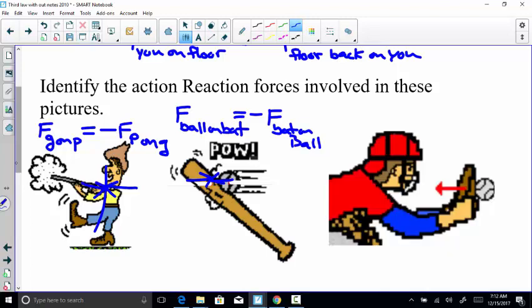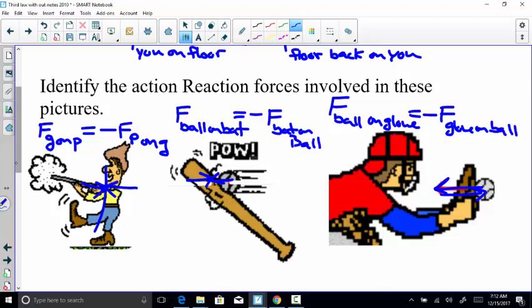And one last real quick picture here. Okay, this catcher that's catching this ball, there's a force of the ball on the glove and the force of the glove on the ball. So there's the force of the ball on the glove equals minus the force of the glove on the ball.